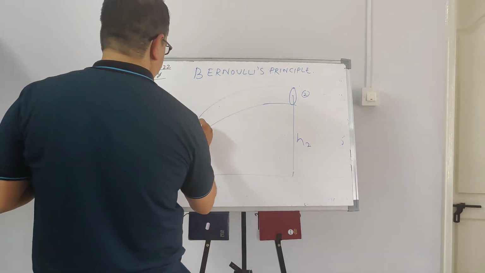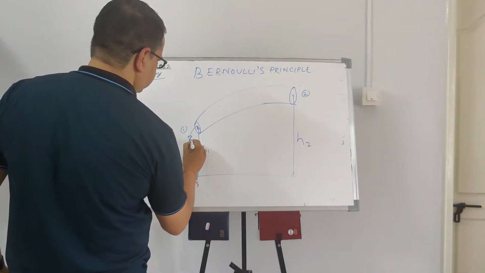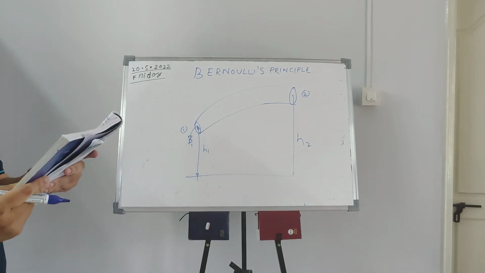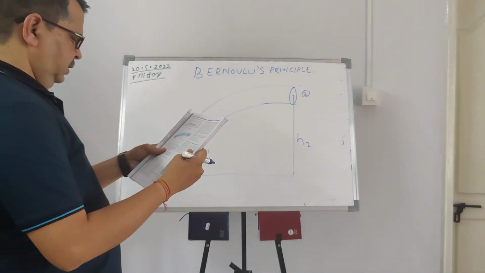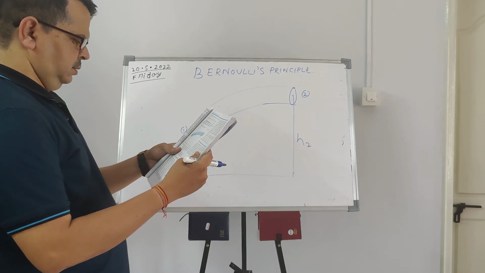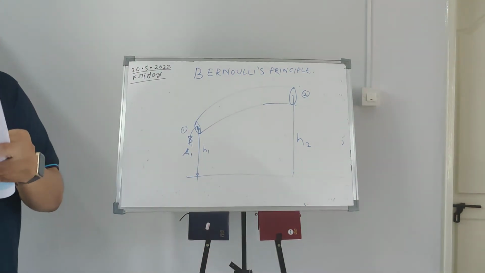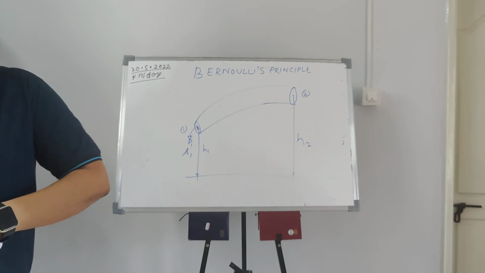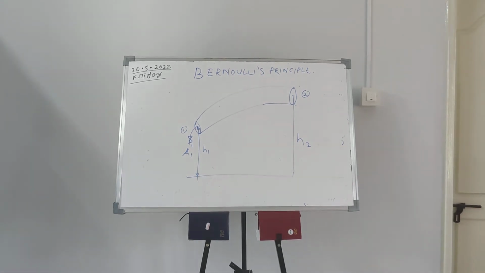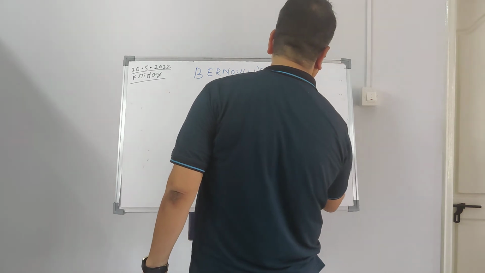So at this point, let us say there will be a pressure, my pressure is equal to P1. This is A1, this is P1. So my area is equal to A1 and my pressure is equal to P1. On the right side my area is equal to A2, my pressure is equal to P2, right?